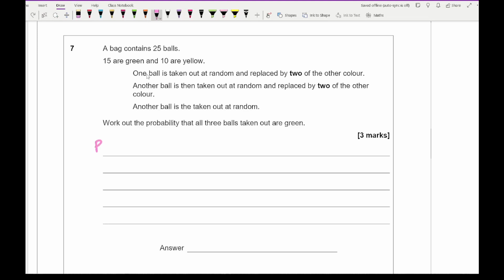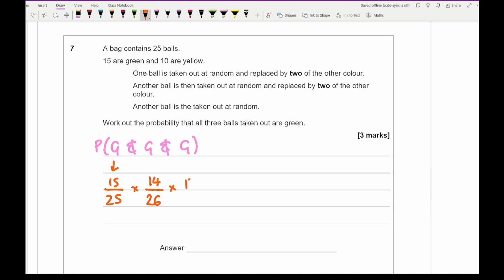So we want to work out the probability of green and green and green. To start off with, the probability of selecting a green is 15 out of 25. Now if we select a green ball, there's going to be 24 balls left, but then you're going to put 2 more yellow ones in there. So in total we're going to have 26, because 25 take away 1 plus 2 is 26. We're also going to have 1 less green one, so it's going to be 14 out of 26.